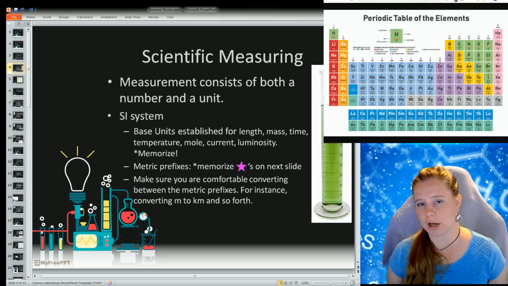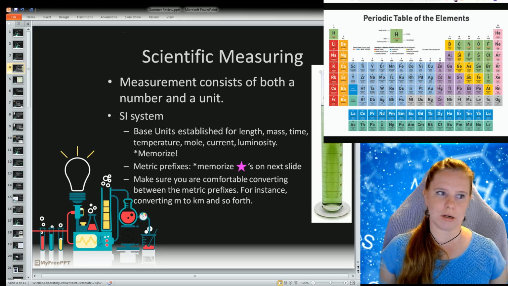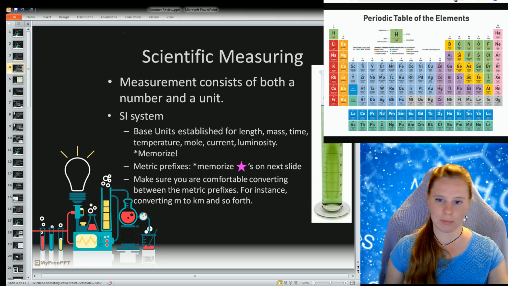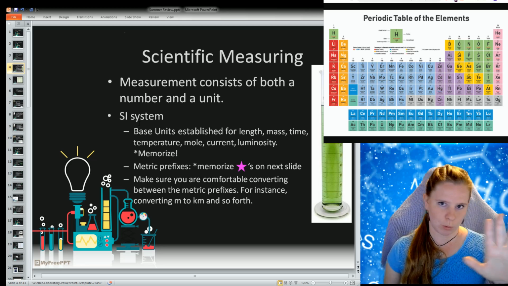And for those units, we are going to use the SI system. So the English system is feet, pounds, gallons. We're not really using that.